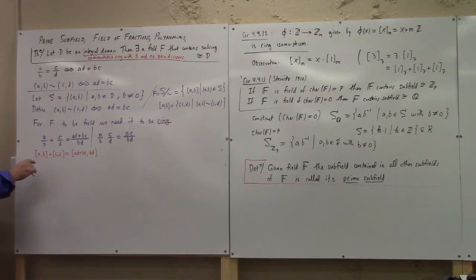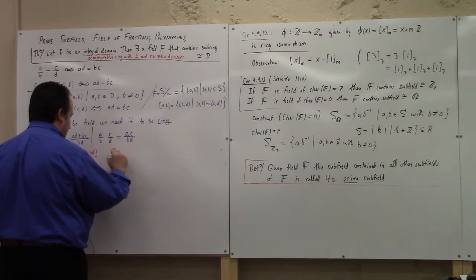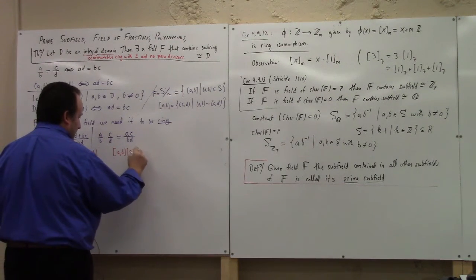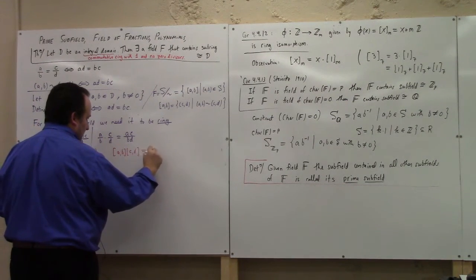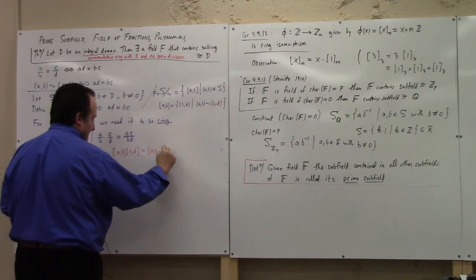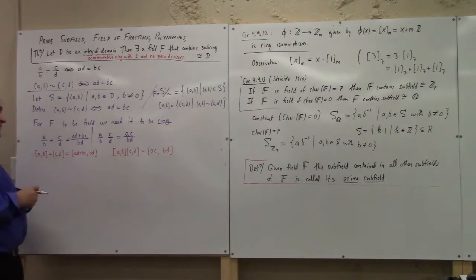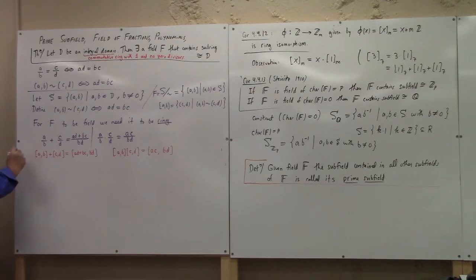This is, again, a thing of the right form, right? B and D are non-zero, therefore BD is non-zero. That's a good sign. And how do you multiply these equivalence classes? That's a little bit easier. You just multiply the first and the second components, respectively. So these, what I just wrote in red, these are definitions.